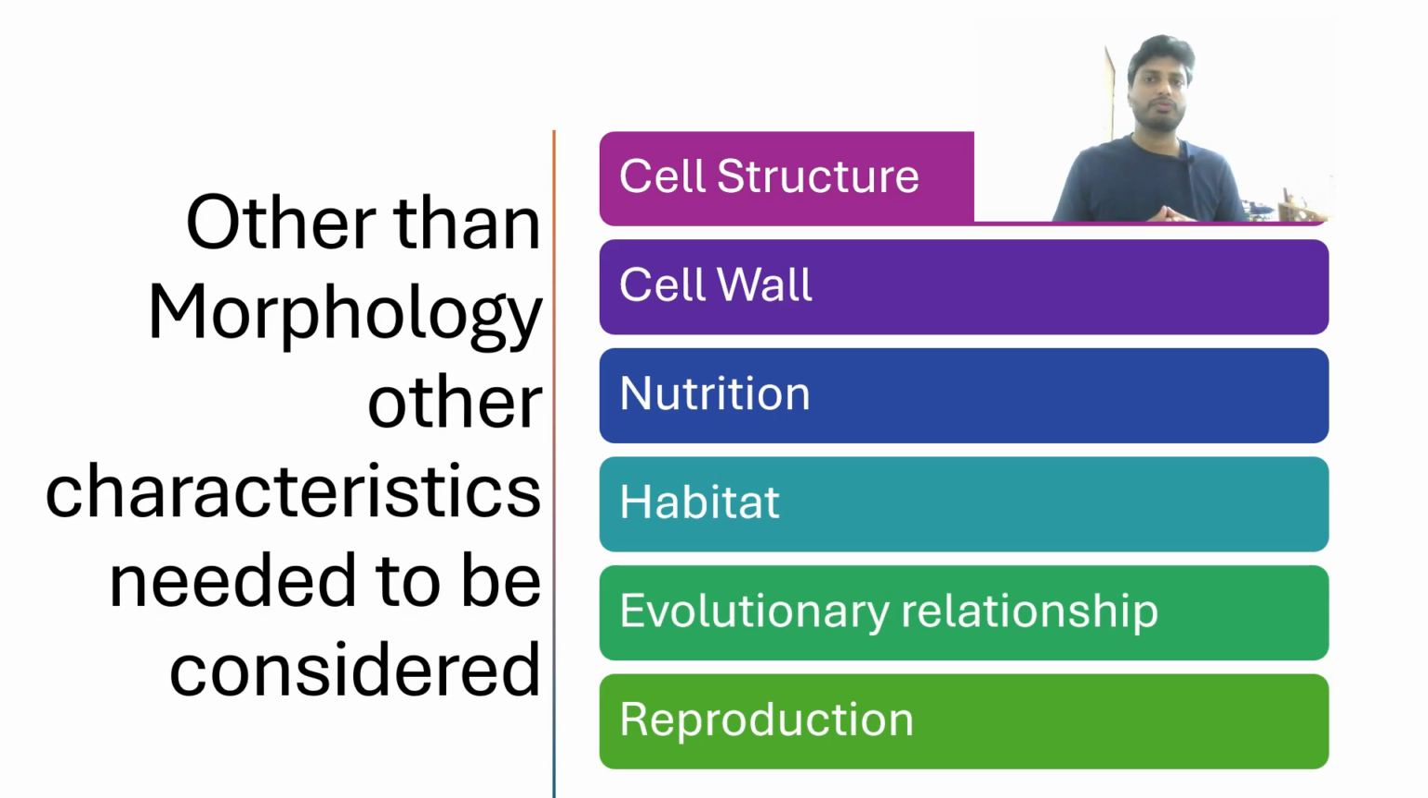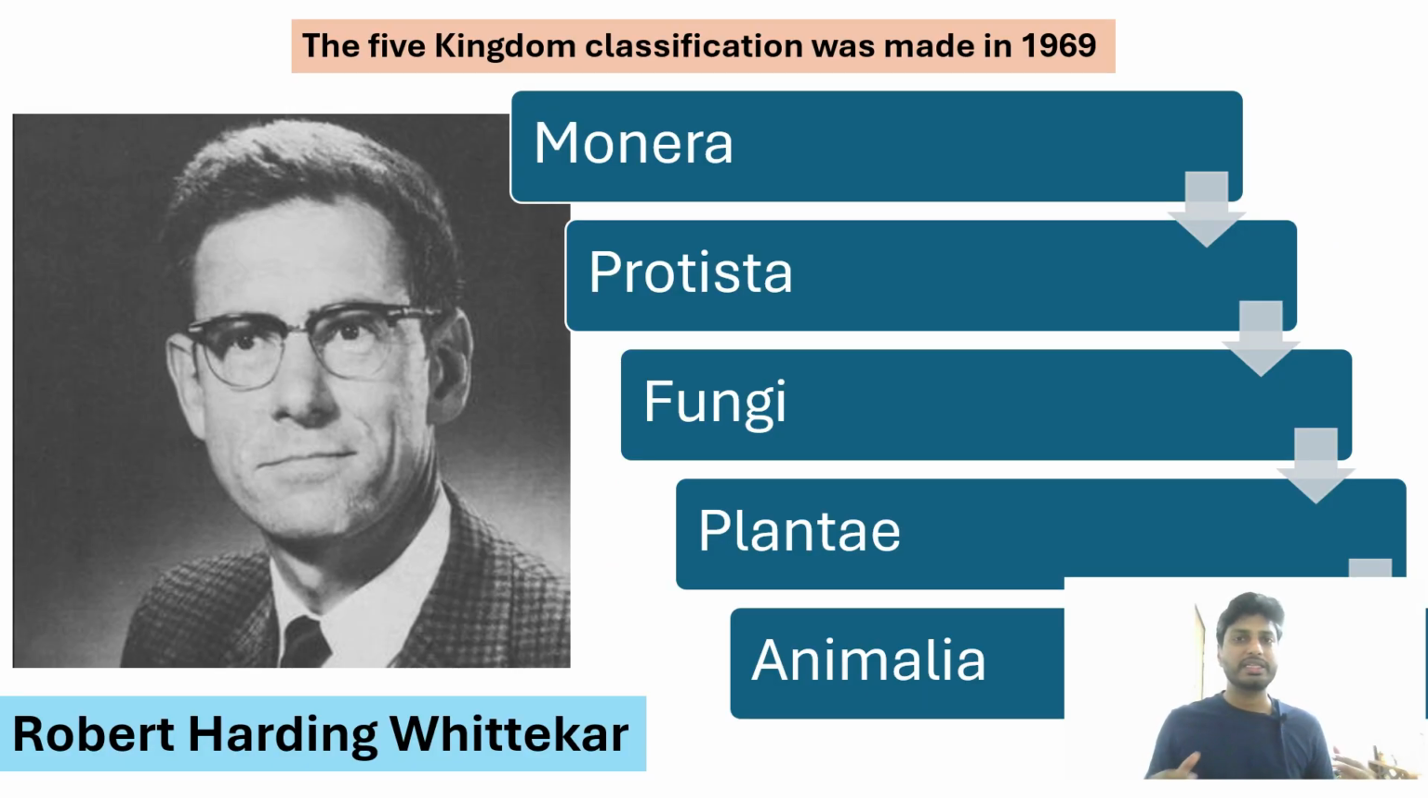Of course, one of the reasons they must not have considered these factors was that at that time science was not that developed, or research was not that advanced. So there was a need for a much better classification in which these factors needed to be considered. So dear students, finally in the year 1969, there was a great scientist whose name was Robert Harding Whittaker. Robert Harding Whittaker came out with a 5-kingdom classification system.